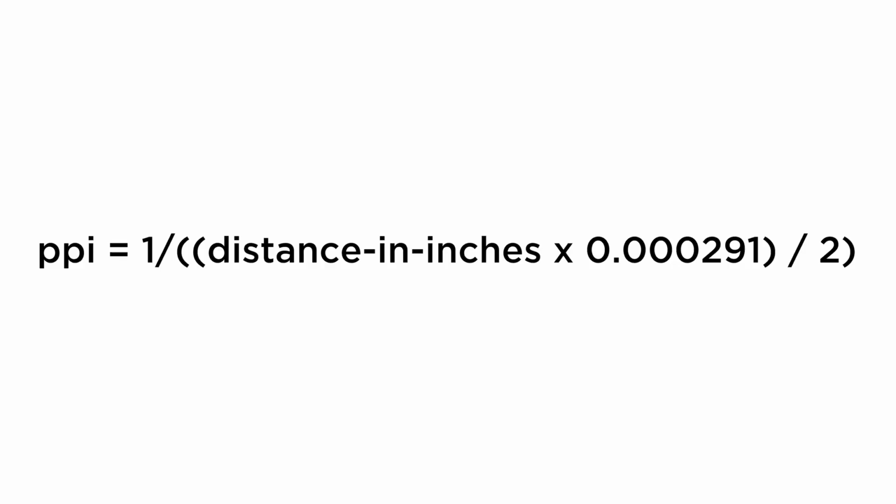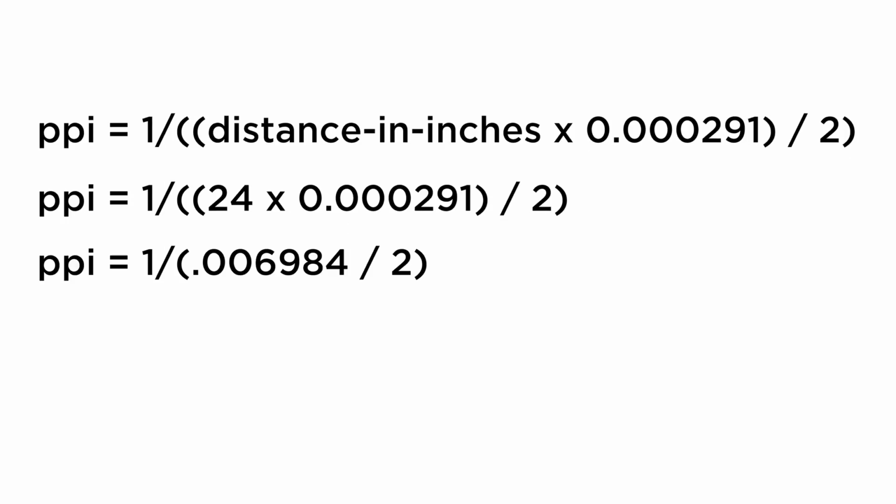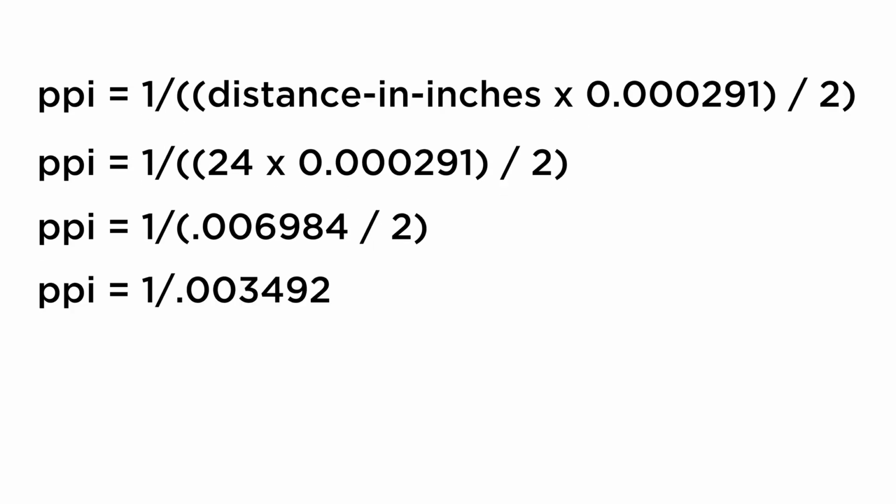First, we're going to take the distance in inches, which at 2 feet would be 24, times that by 0.000291. We're then going to divide that number by 2, and then we're going to take 1 and divide it by the number that we just came up with. And that's going to come up with 286 PPI, or pixels per inch, and that's what most photographers are accustomed to. We print relatively small images.